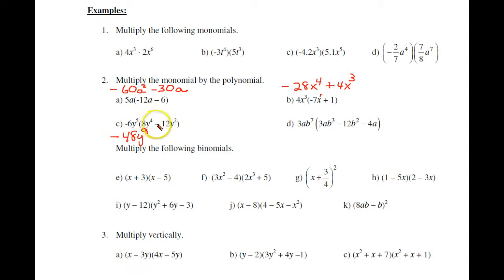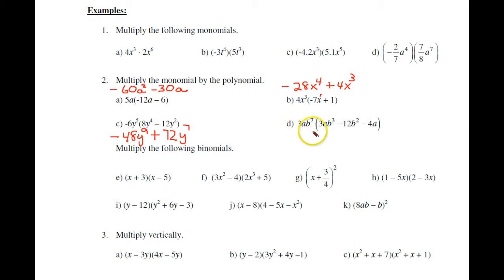Now we have a negative times a negative. That's going to give us a positive 6 times 12, 72. Y to the 5 plus 2, y to the 7th. And I check those, we're good.